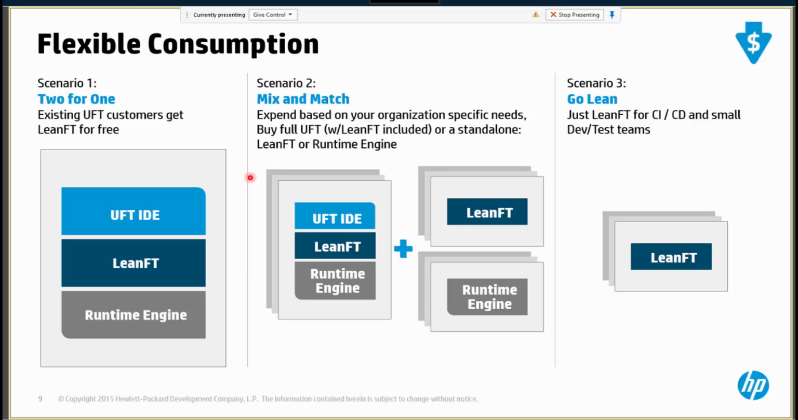Don't quote me on this, because they change the pricing every once in a while, but I think it's $139 per user per month. So anybody can basically go out there and buy it. And it can be bought standalone, or I should say it could be bought standalone. And then the mix and match: if you just want LeanFT and the GUI side of UFT, you can do that. Or if you just want LeanFT and the runtime engine, you can do that.